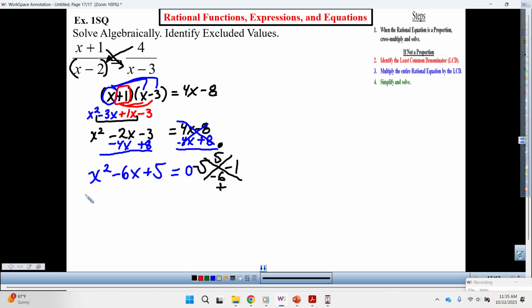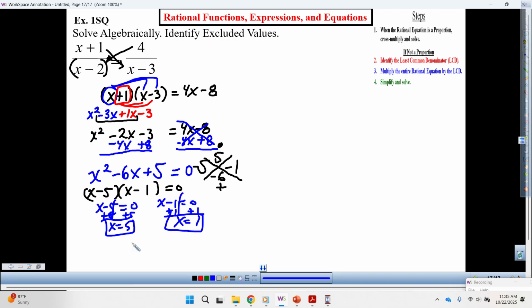And since there's no number in front of the x squared, we can use the shortcut and just get our factors. X minus 5, x minus 1 equal to 0. And the rest is history, yeah? Set each one equal to 0 and solve. X minus 5 equal to 0. X minus 1 equal to 0. Plus 5, plus 5. X equals 5. Plus 1, plus 1. X equals 1. These are my solutions.